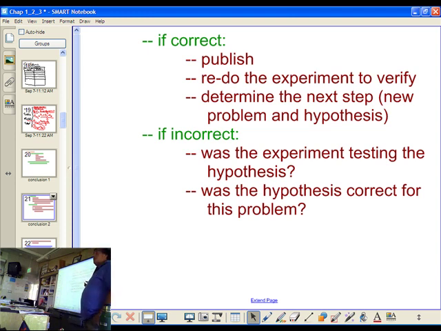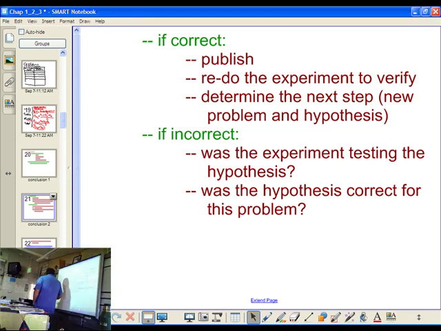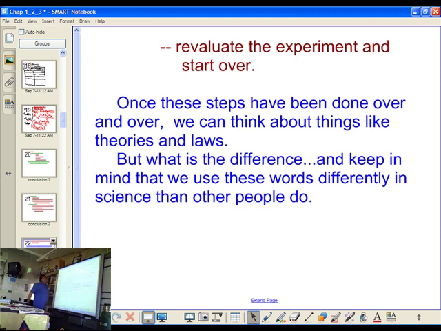All right, any more time on this slide? A little bit. All right. So again, once you finish, you reevaluate. Now, guys, you don't have to write down the blue part. The blue part's just kind of an aside. The red part you put down in your notes. Once we finish all these steps, then we start thinking about laws and theories. Next time, we're going to finish up and talk about the difference between laws and theories.